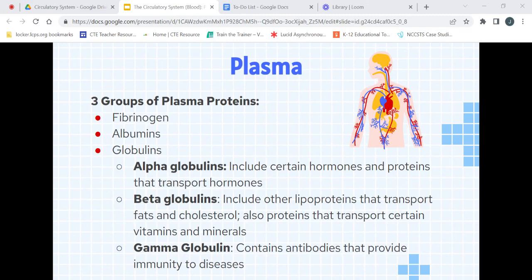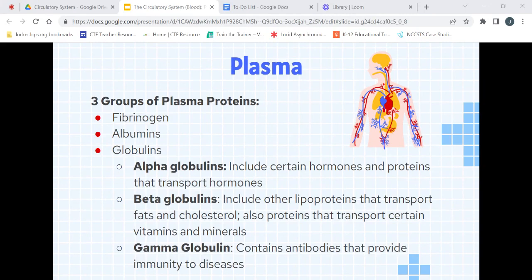Plasma is in a dynamic equilibrium with the interstitial fluid, bathing the cells, and with intracellular fluid, which is the fluid inside the cells. As blood passes through capillaries, the tiniest blood vessels, substances continuously move into and out of the plasma. Changes in its composition initiate responses by one or more organs of the body to restore homeostasis.